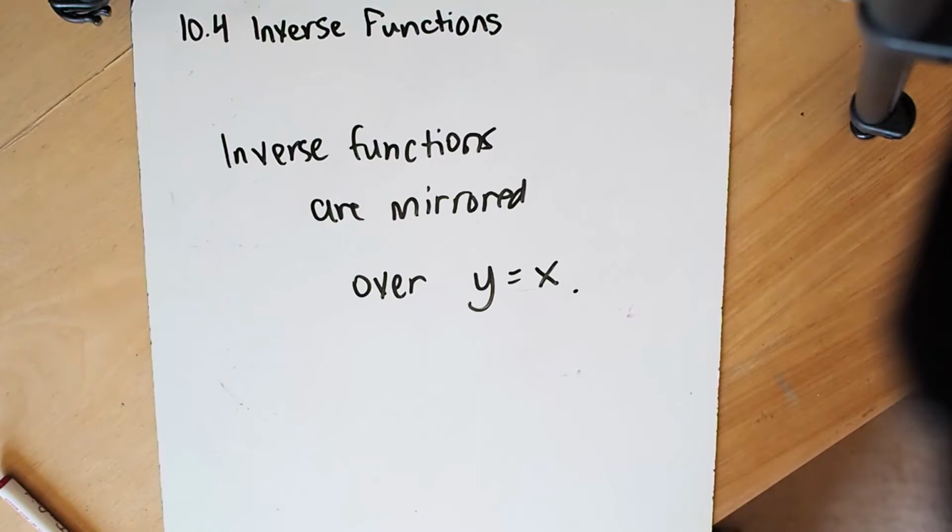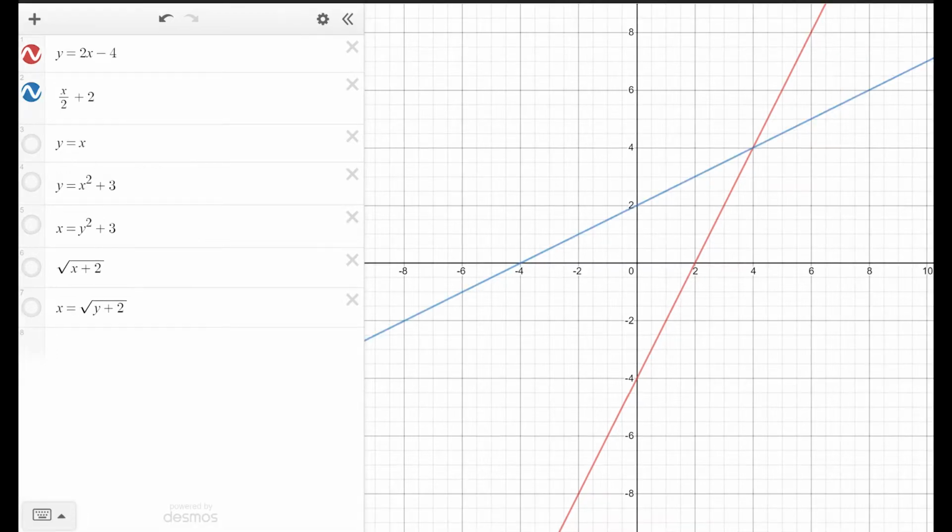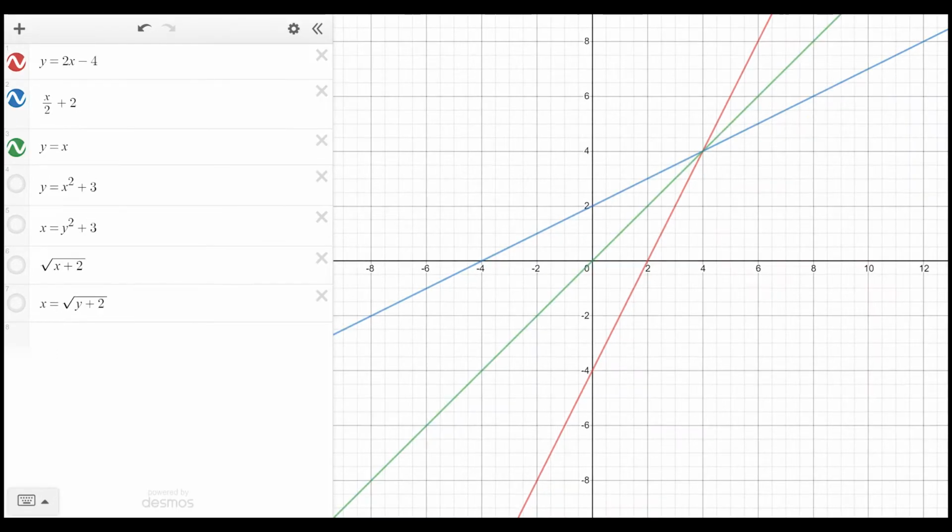Inverse functions are mirrored over the line y equals x, so they're reflected over a particular line. So let's look at my Desmos example here. My original function is y equals 2x minus 4. If I graph the inverse function, and if I were to show you the line of y equals x, just the line with a slope of 1, I see that the inverse functions have been reflected over this particular green line. It's the same way for all inverse functions.